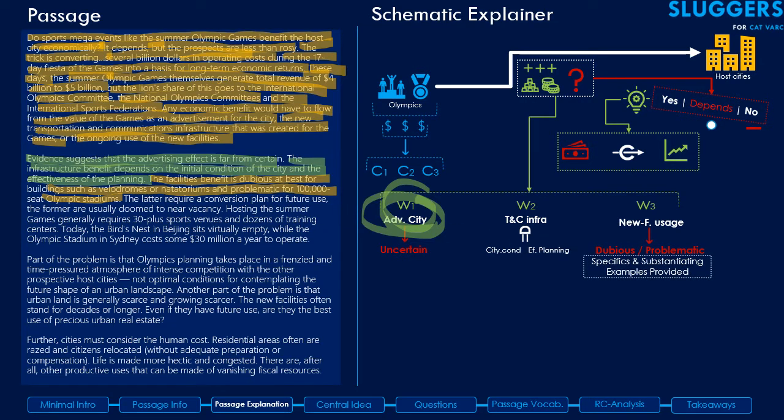The latter require a conversion plan for future use. The latter is the Olympic stadium, right? So he's providing some specifics and substantiating examples of the same point, that even this way in which the Olympics or the mega events could have benefited the whole cities is also not practical, also doesn't really work. He says the latter requires a conversion plan for future use, and the former, that means the velodromes and natatoriums, are usually doomed to near vacancy. That means they're hardly ever used.